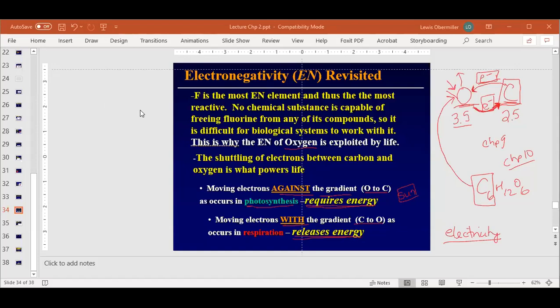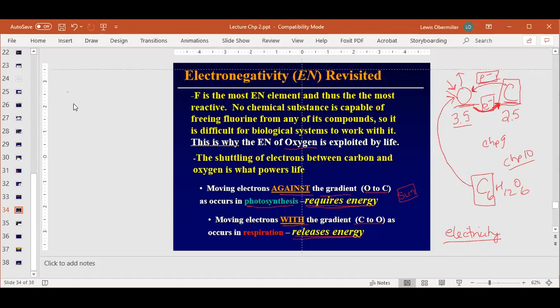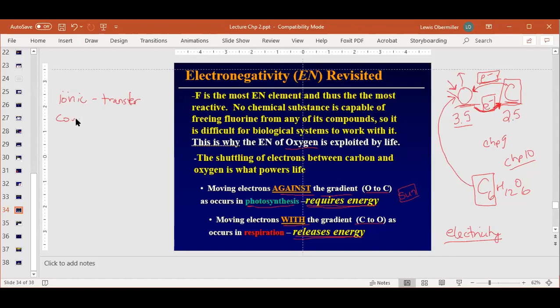So we're in chapter two, and we finished the electronegativity. Just a reminder that we have these numbers that tell us if things are going to share electrons or if they're going to steal electrons, or if they're going to share equally or unequally. And that really defines all the bonds. So you guys are going to need to know ionic and covalent. We have to distinguish between the covalent bonds because we have ionic, which is the transfer of electrons, and then covalent, which is the share of electrons.